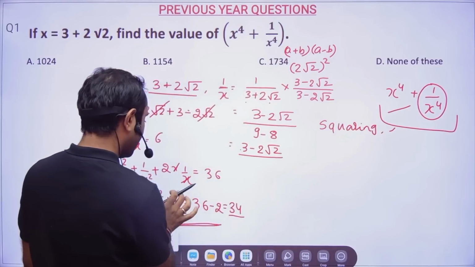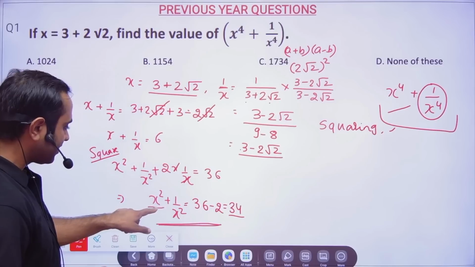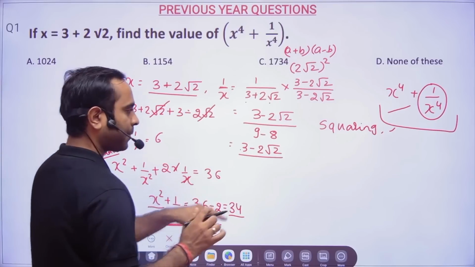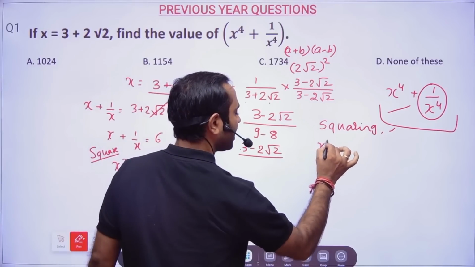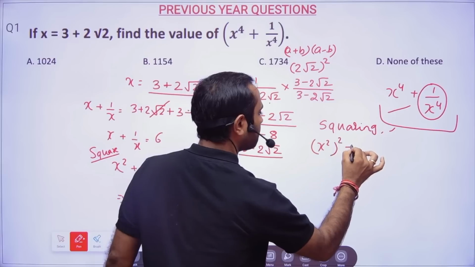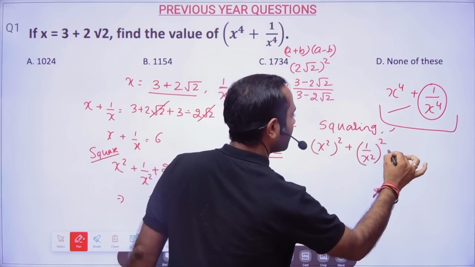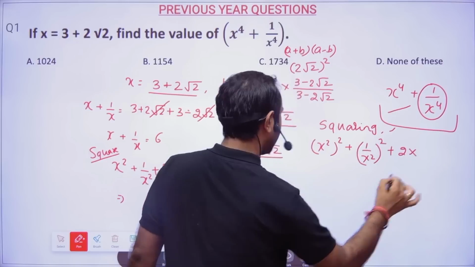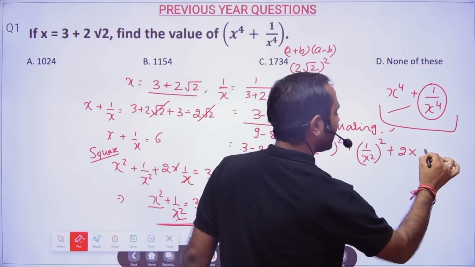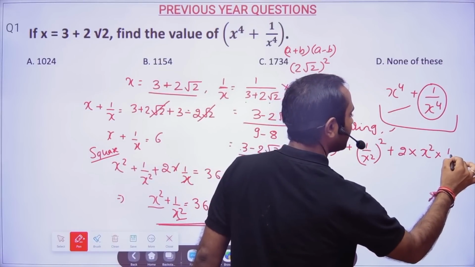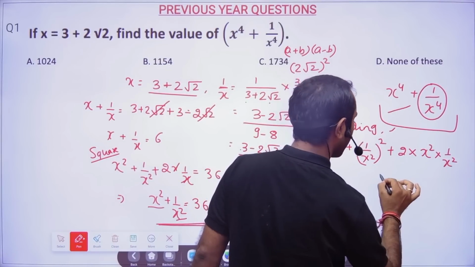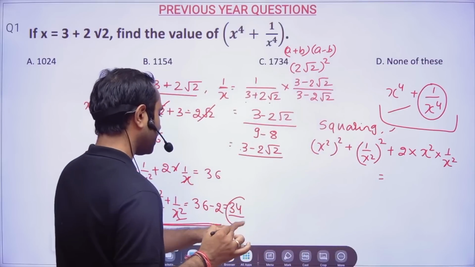So here you see now your a is this and b is this. So a plus b whole square, so a square plus b square. Okay. Then 2 into ab. So a is x square and b is 1 by x square. And this side 34 square.